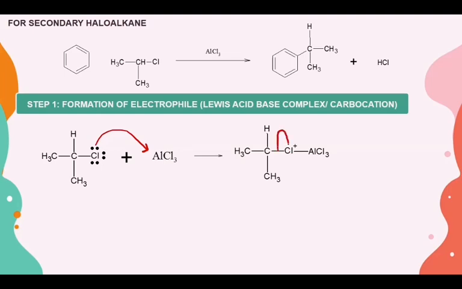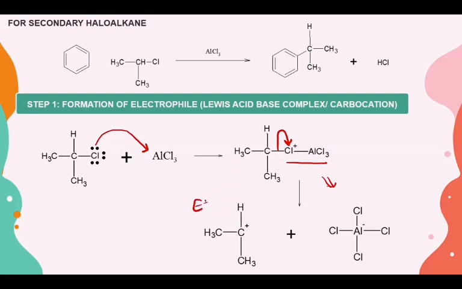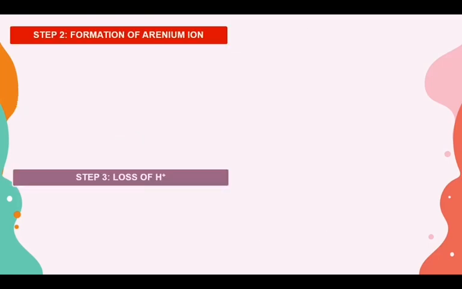It will break the CCl bond. What we will have here is a carbocation ion, and also AlCl4 minus. This side will form the AlCl4 minus, while this side will form the carbocation ion. So this is the electrophile that will be used in the second step. Now we go to the second step. It is the formation of the arenium ion. So benzene will react with your electrophile.